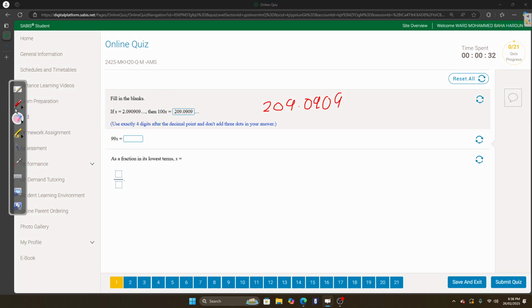Now for the second one, it equals 99x. What we do here is 100x minus x, so it can be 99x, right? Since x is equal to this, we do 100x, which is 209.090909 minus 2.0909. It doesn't matter how many times. You're going to cancel these two with each other, and then you have 209 and 2. So you just subtract them. It's going to be 207. So 99x is equal to 207.